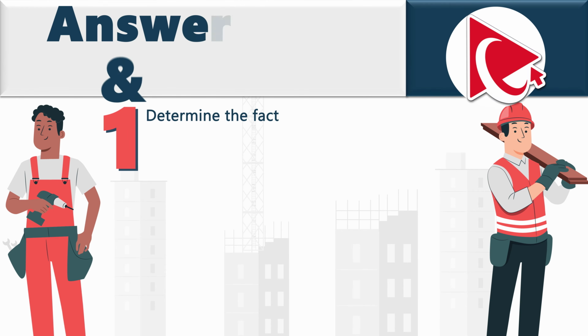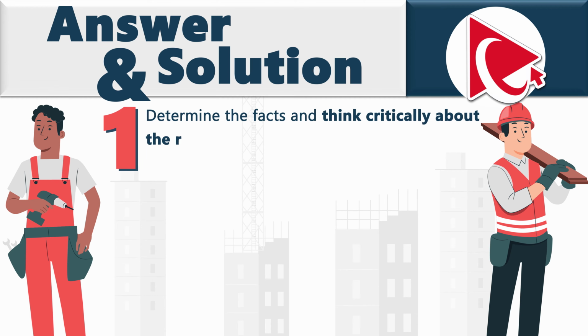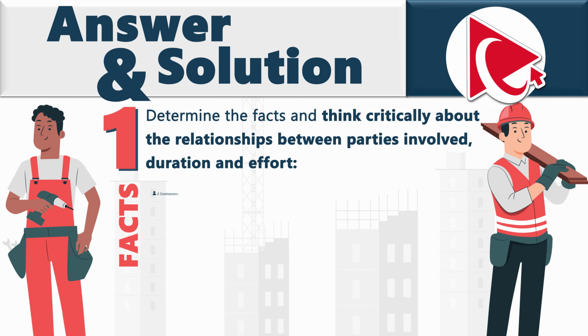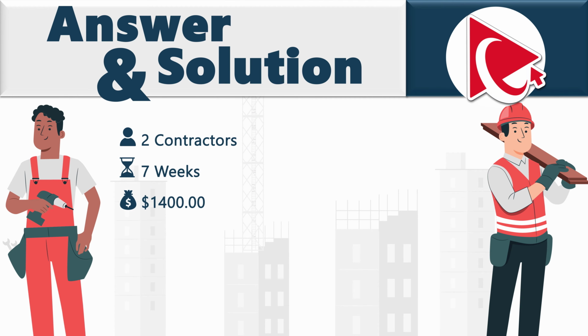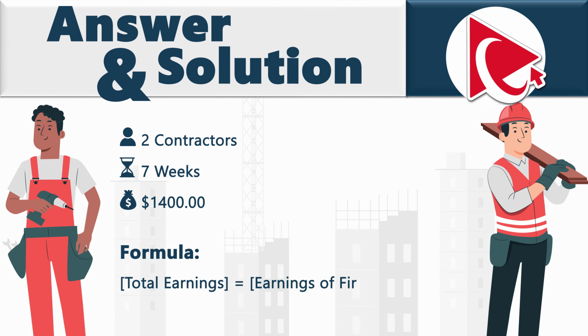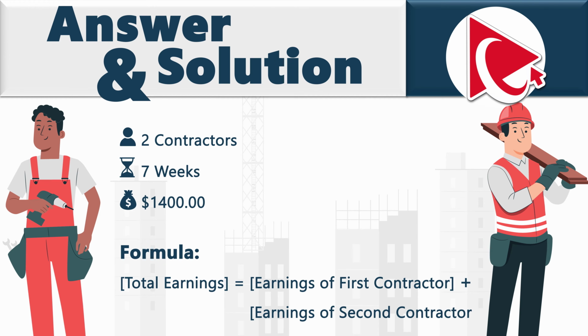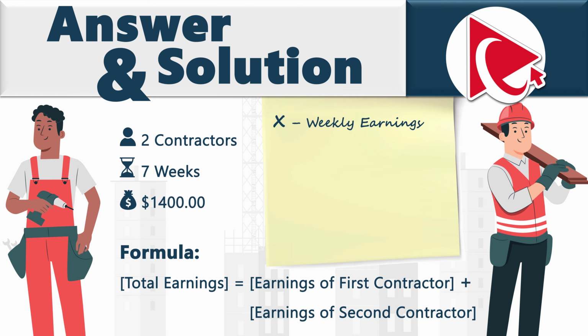In the first step, we need to determine the facts and think critically about the relationships between parties involved, as well as duration of the project and effort. We have 2 contractors, we have 7 weeks of effort, and we have total spend of $1,400. Because we have 2 contractors here, our total earnings would be earnings of the first contractor plus earnings of the second contractor. Let's establish variable X to calculate weekly earnings. Our total earnings would be 3X for the first contractor and 4X for the second contractor, and total would be equal $1,400. 7X would be equal $1,400.